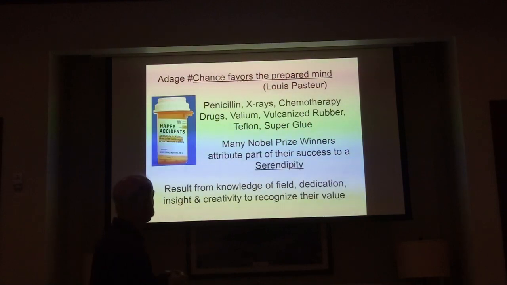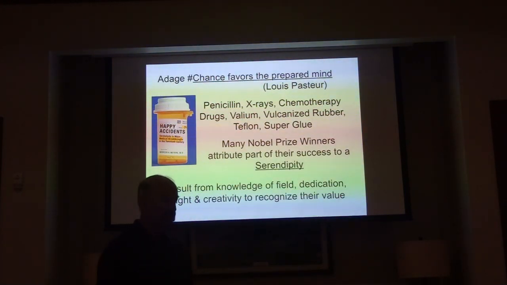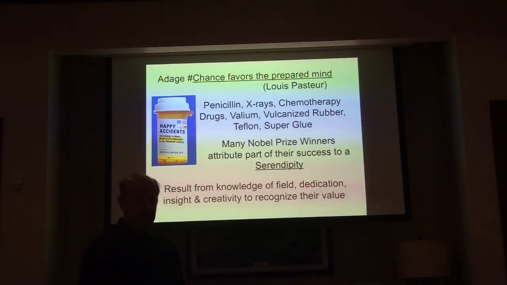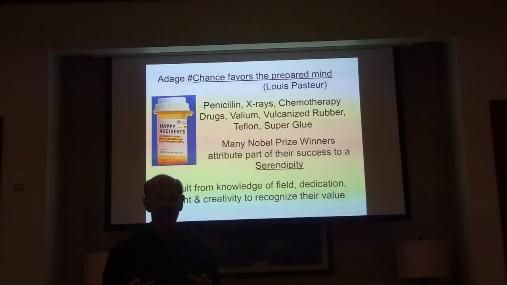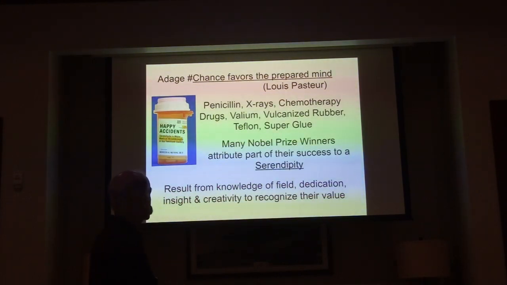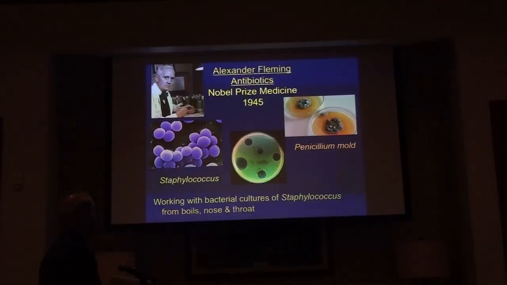And all the products I've shown up there were a result of serendipity or happy accidents. And many Nobel Prize winners will admit that they had one of these chance happenings during their research, but usually only after they've received the Nobel Prize. But this chance happening only happens when they're working intensely on the subject, having knowledge of the subject, and they have the creativity and insight to realize the value of this discovery. So let's look at two of these, just to see how this happened.